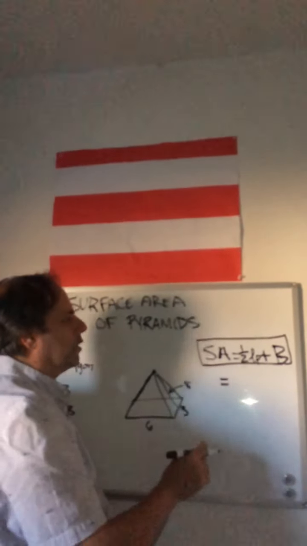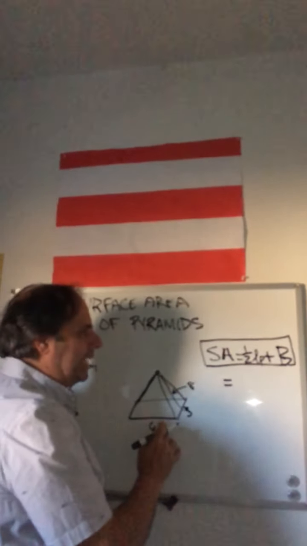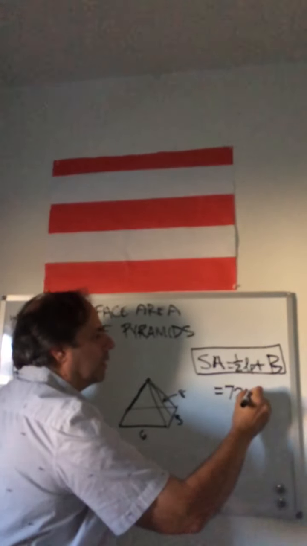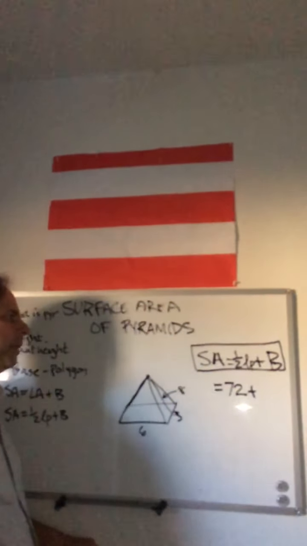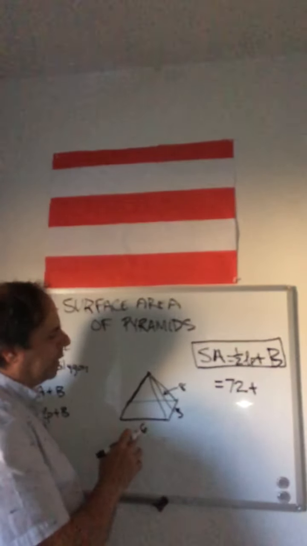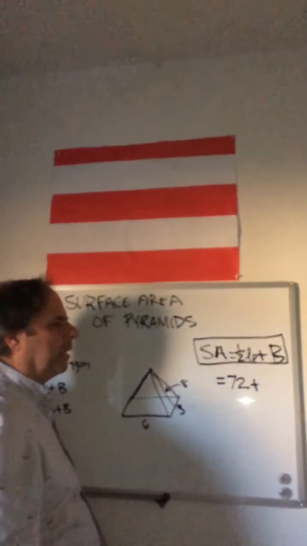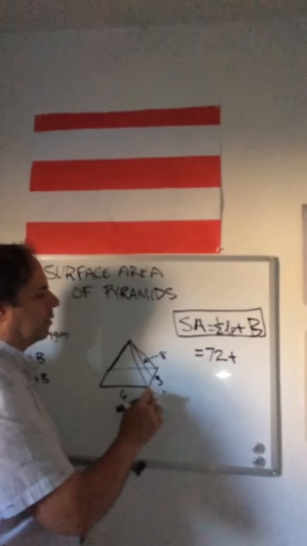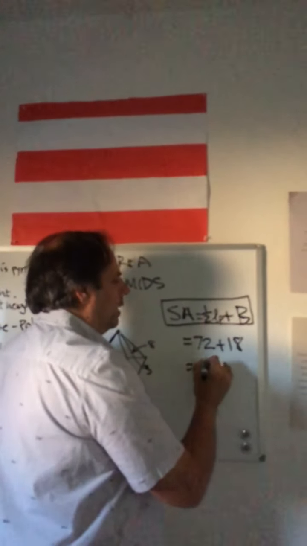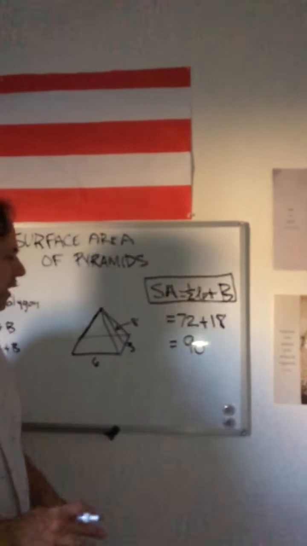Okay. So 1/2 of 8 is 4 times 18 is 72. And now we need to know what the area of the base is. Well, we know that the area of a rectangle is the length times the width. So 6 times 3, 18. Answer here is 90.